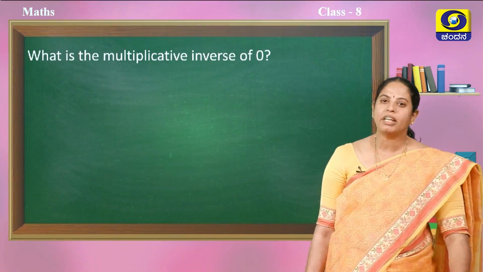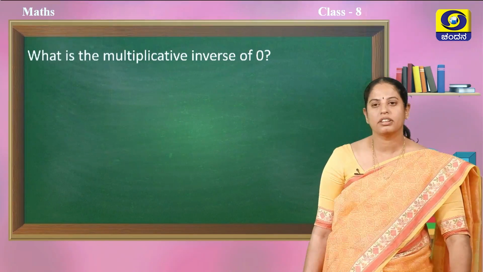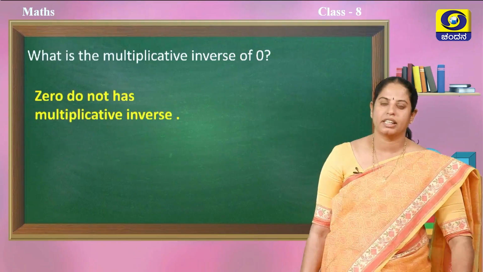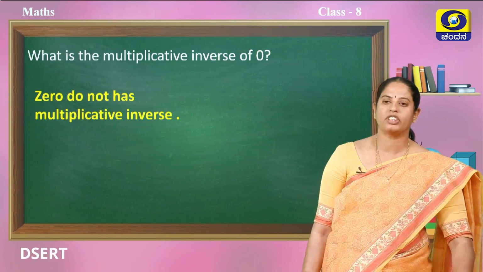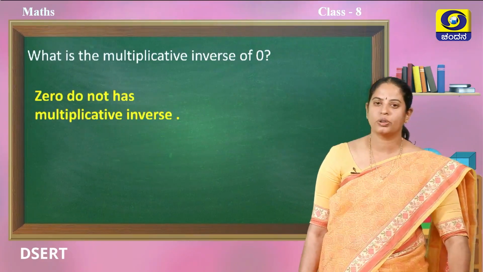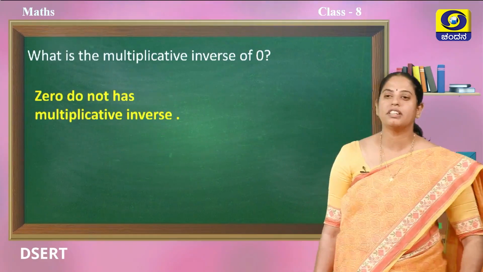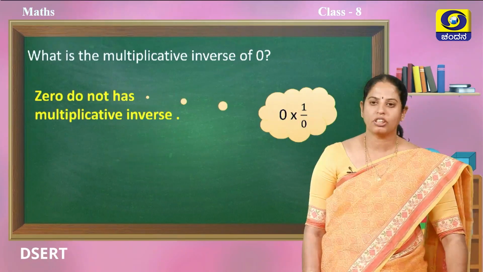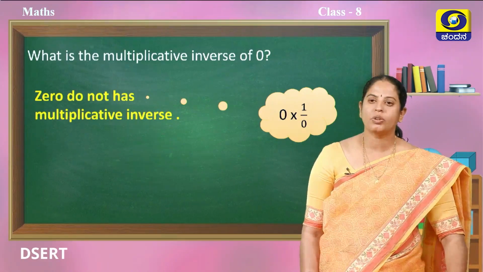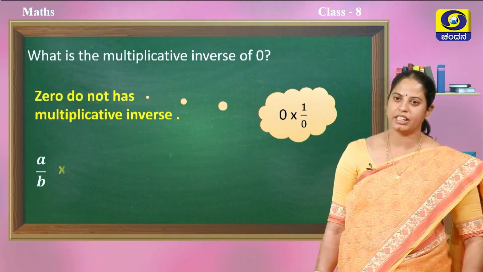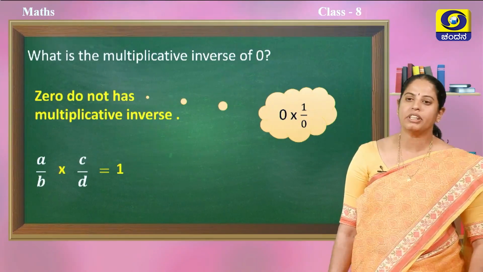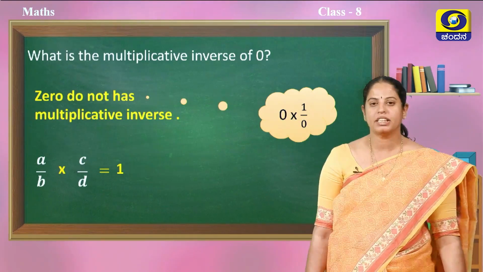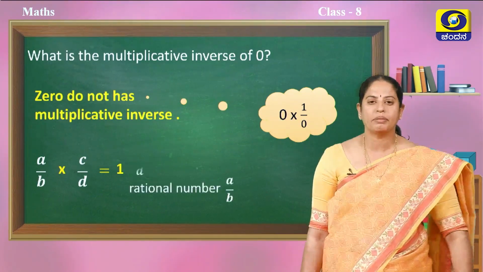Okay. What is the multiplicative inverse of 0 then? Which number do we have to multiply to get the reciprocal of 0? Think. 0 doesn't have a multiplicative inverse. Yes, because you know 1 by 0 is undefined. Hence, a rational number does not have 0 as denominator. Hence, 0 has no multiplicative inverse.